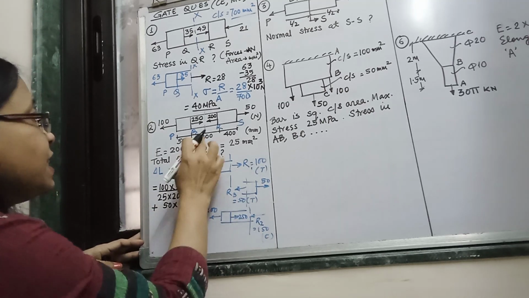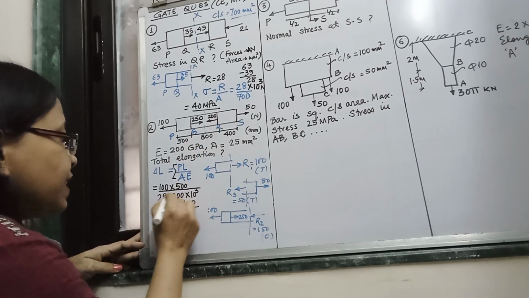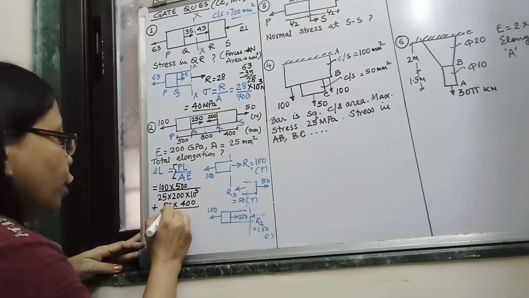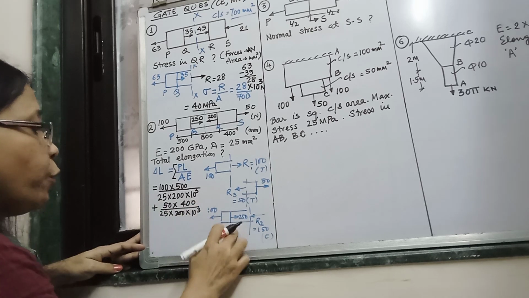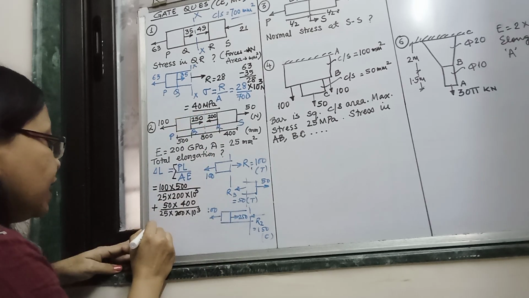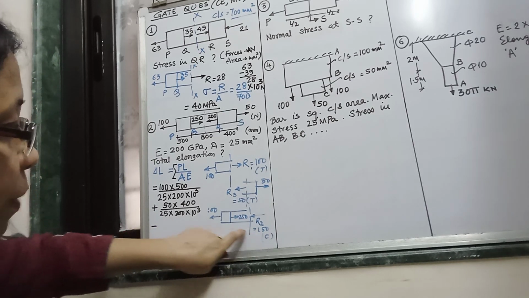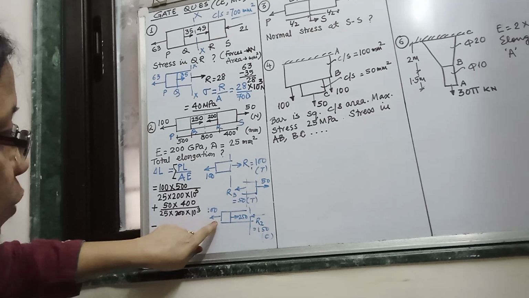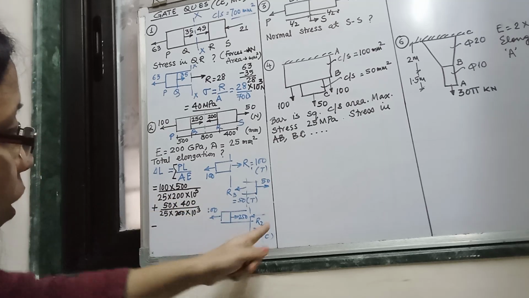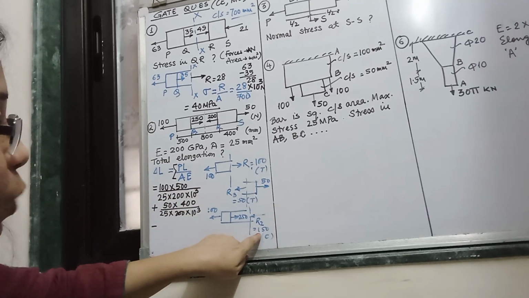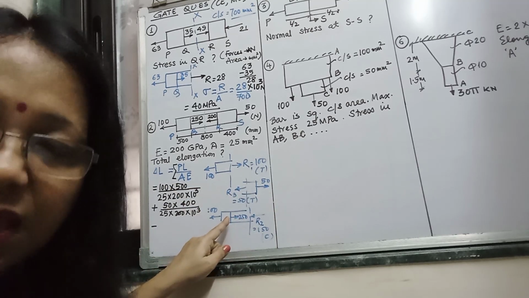So P, and what is the L? The length is 400, and it is the same thing: 25 into 200 into 10 cube. Now what will it be for the middle part? It will be minus. Why? Because this is compression. It is 150 this way and 250 this way. In this direction the internal resistance will be 150, because 100 plus 150 going left balances the 250.